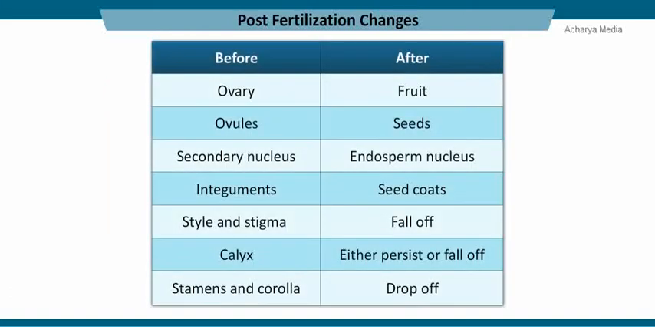Look at the table showing the pre- and post-status of the different parts of a bisexual flower. The integuments develop into outer and inner seed coats. The style and stigma will fall off. Calyx will either remain with the fruit, as in case of brinjal, or else it will fall off. The stamens and corolla of the flower drop off.